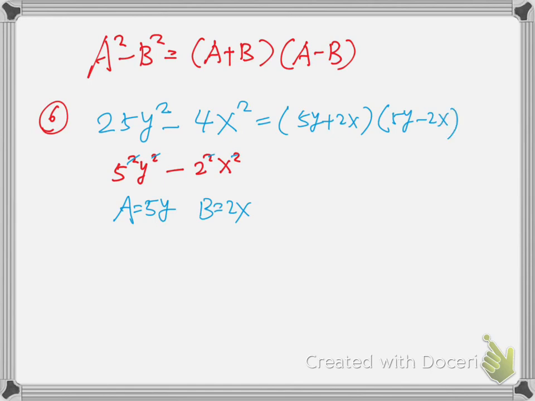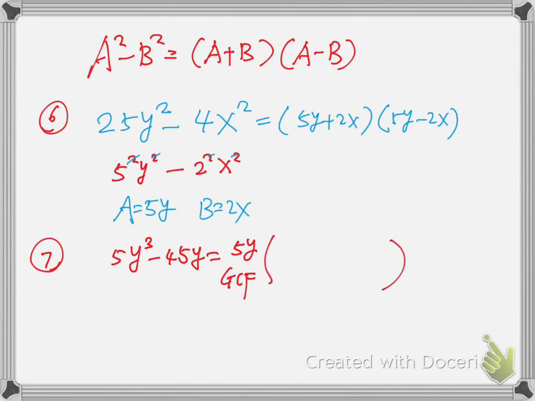Number 7 is a little bit harder because we have to put the GCF first, and then you get this square minus square. So 5y cubed minus 45y, the GCF is 5y. Dividing by 5y, you got y squared here, and negative 9. Now y squared and 9 are perfect squares, so a is y, b is 3. So this is 5y, y plus 3, y minus 3.